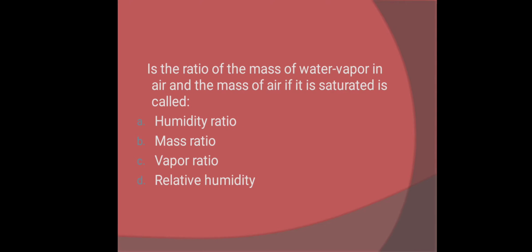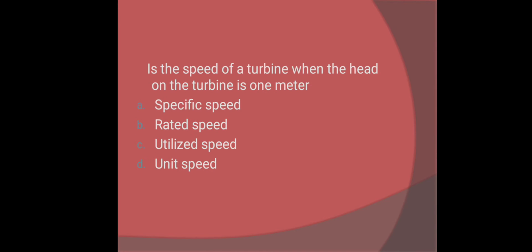Next, it is the ratio of the mass of water vapor in the air and the mass of air. If it is saturated, it is called relative humidity. Baka kasi isagot nyo dyan, humidity ratio, mali po yun. Sagot dyan ay relative humidity. Under ito ng subject na HVAC. Next, letter D yan. It is the speed of a turbine when the head on the turbine is 1 meter. Sagot natin dyan ay unit speed, letter D.